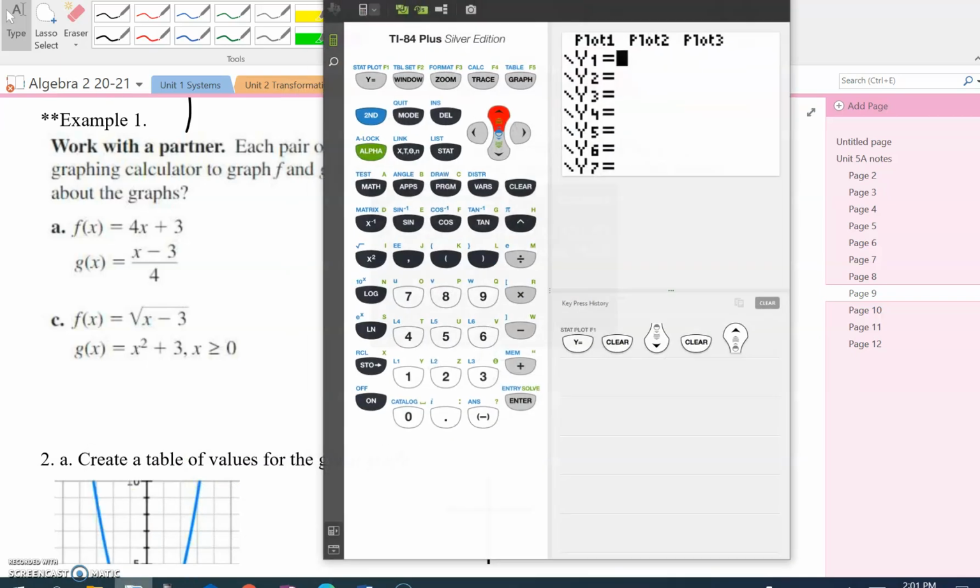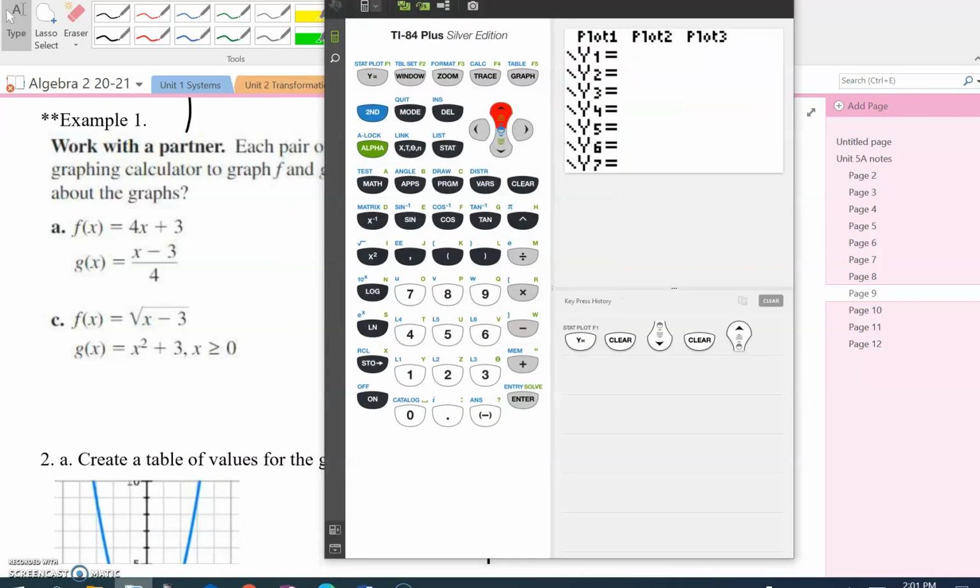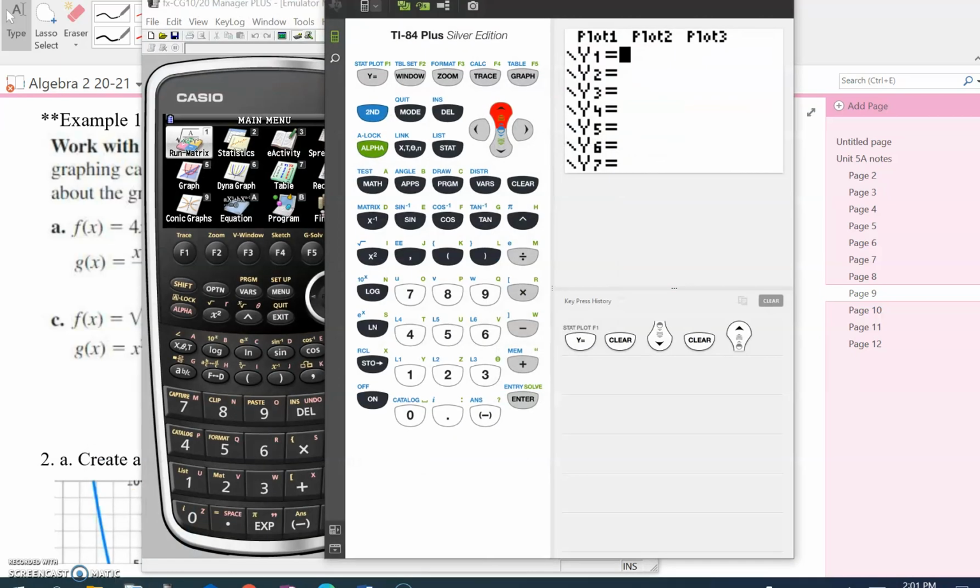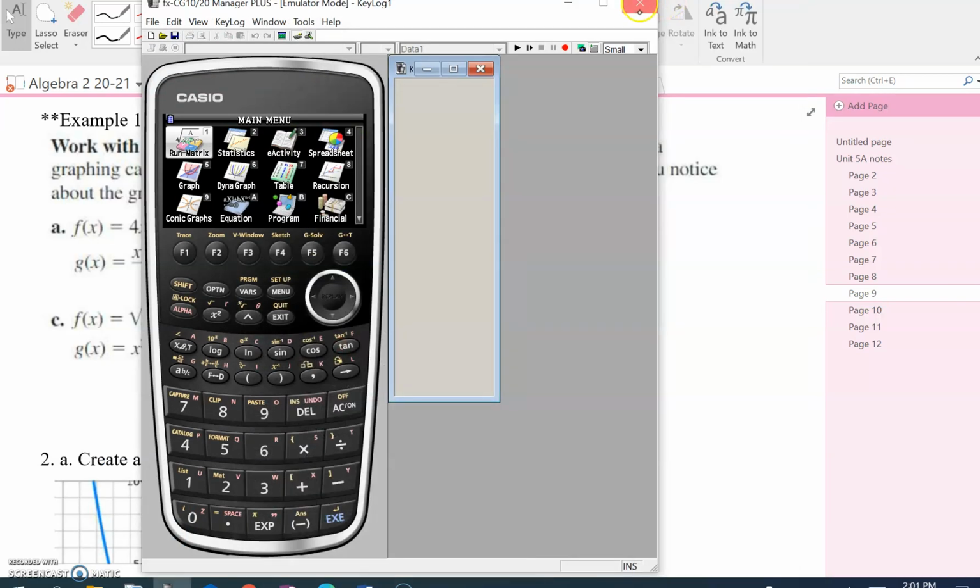No, I don't want that calculator. I want this one. Forget that one. All right, so get out of there. Causing all kinds of problems.